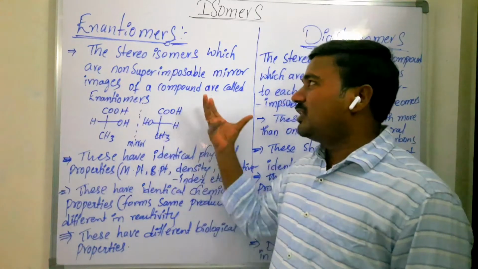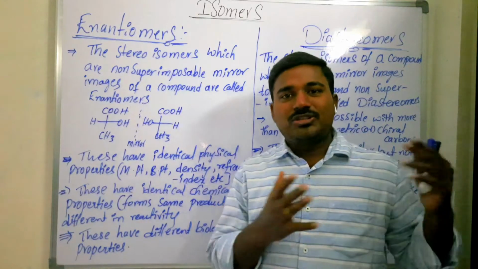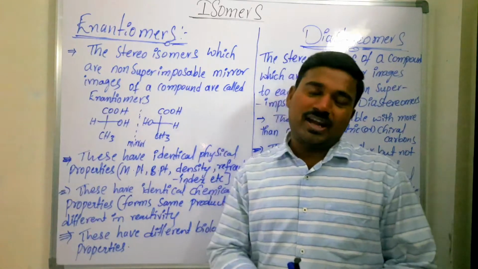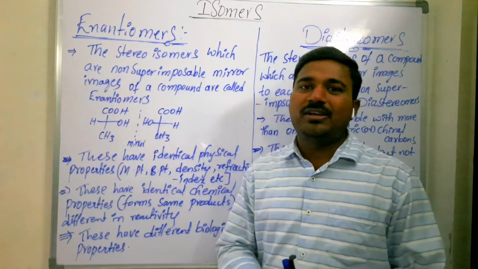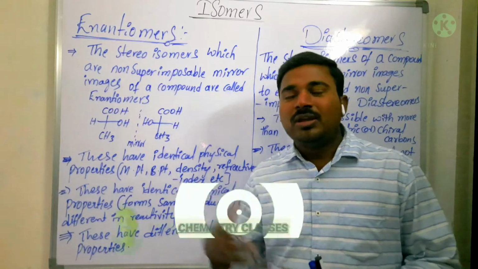So the first concept in this video is enantiomers and diastereomers. What are enantiomers? What are diastereomers? And what is the difference between enantiomers and diastereomers? I am going to explain with neat examples. With different examples I am going to take you.